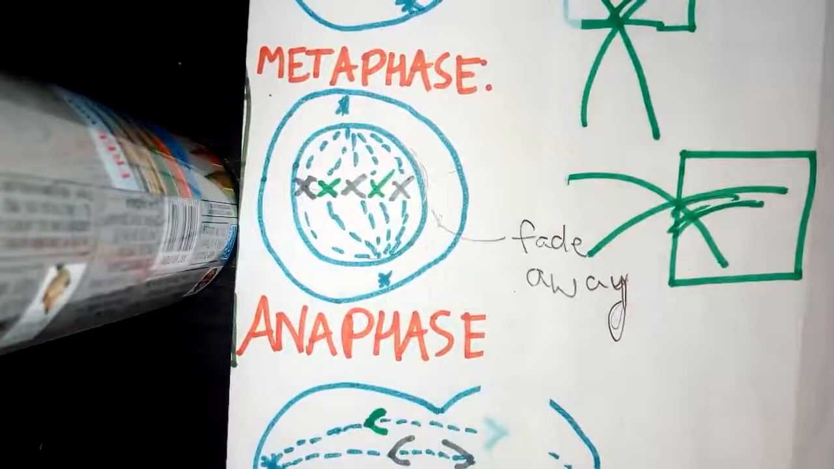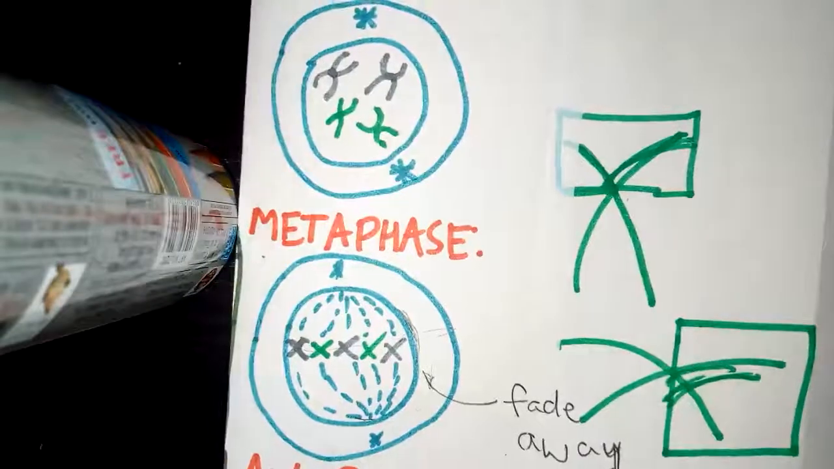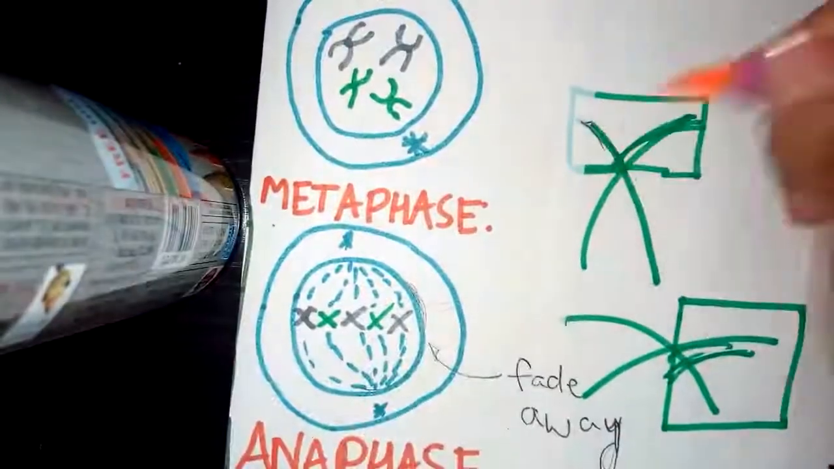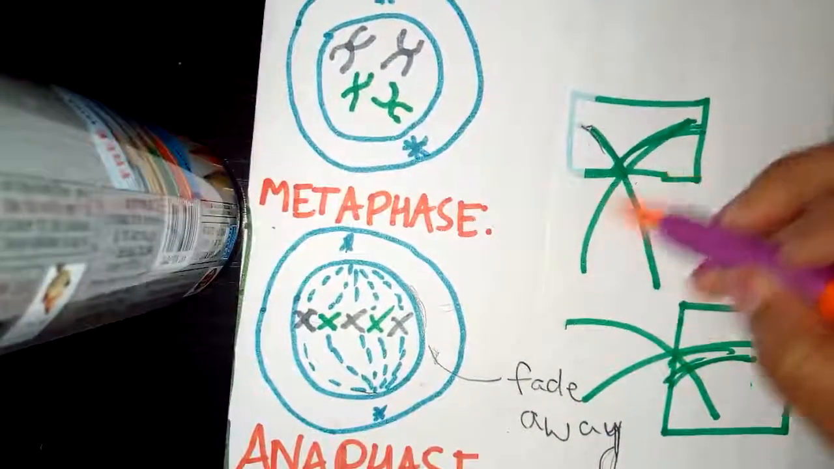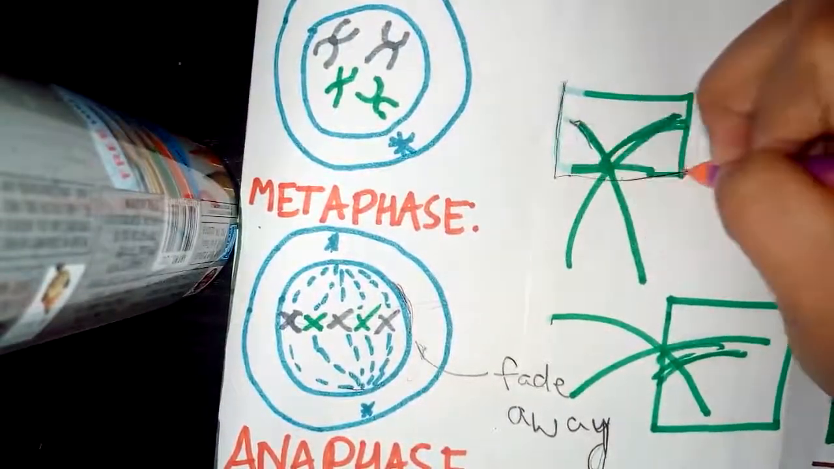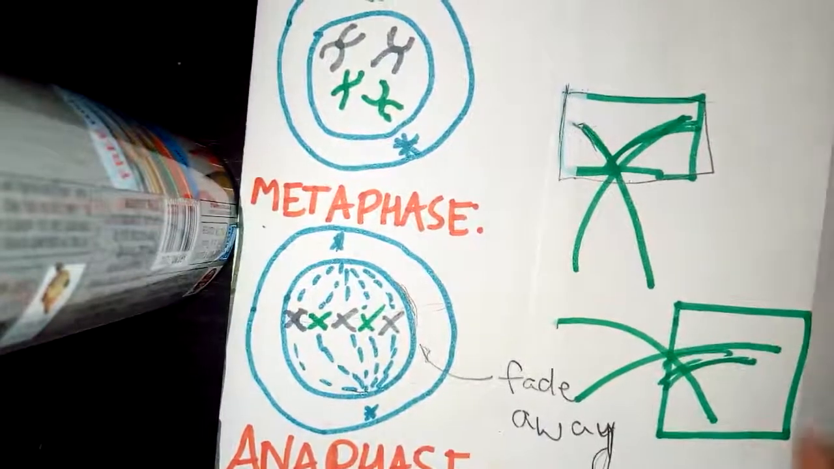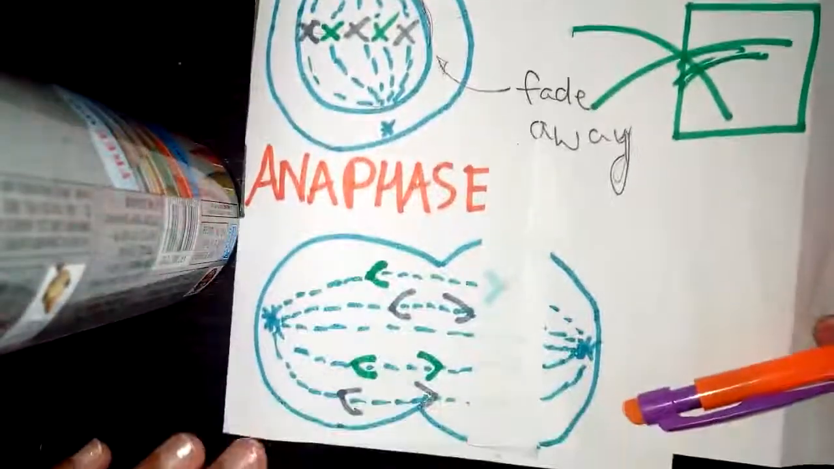And one more thing I'm gonna say is what chromatids are. If you imagine this X as a chromosome, this boxed thing is going to be a chromatid. It's just half of the chromosome. Just letting you know basic information.